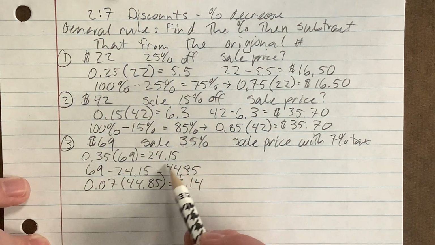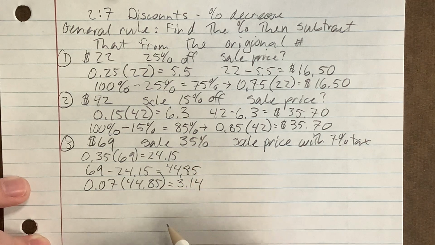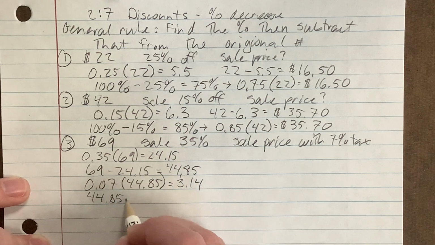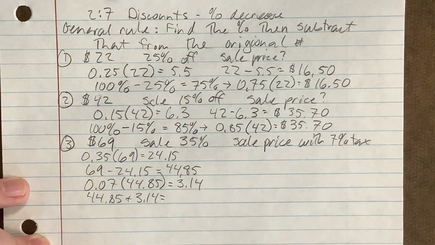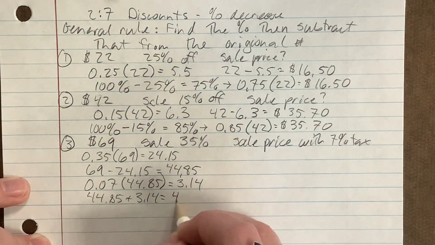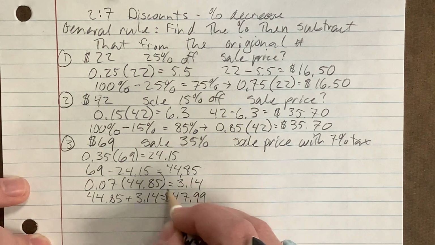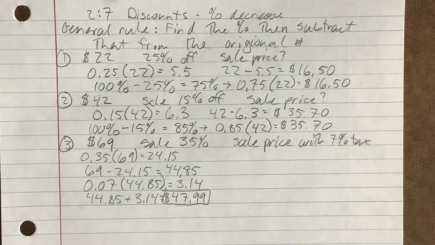Okay, and so this is the sale price, this is the tax, and the total of the sale price plus your sales tax adds up to be 44.85 plus the tax, and you're going to pay $47.99 all together. Ta-da! Okay, now that's doing it that way.